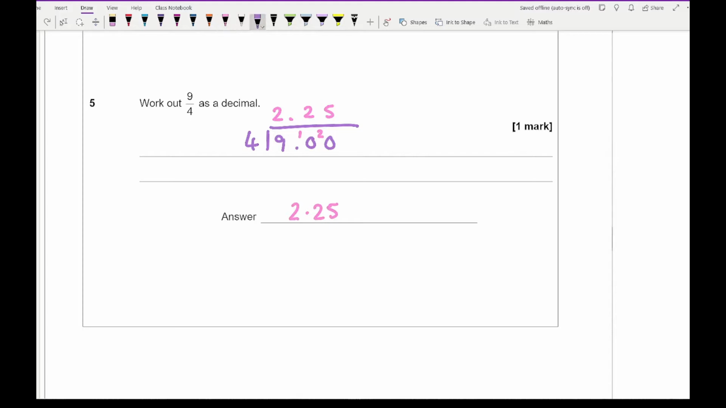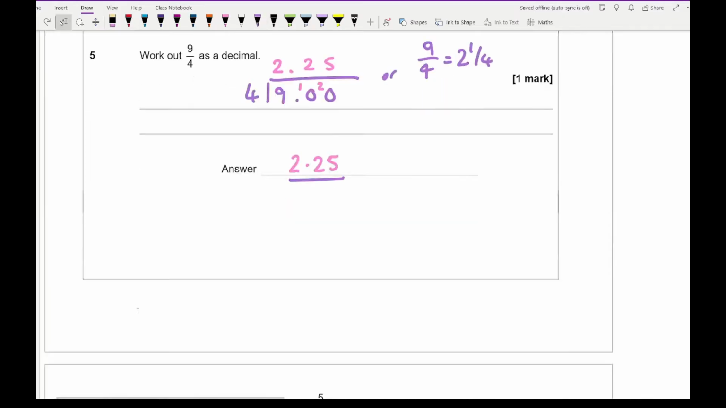Alternatively, you could have recognised that 9 over 4 is equal to 2 and a quarter. A quarter is 0.25, 2 plus a quarter gives us our answer of 2.25.